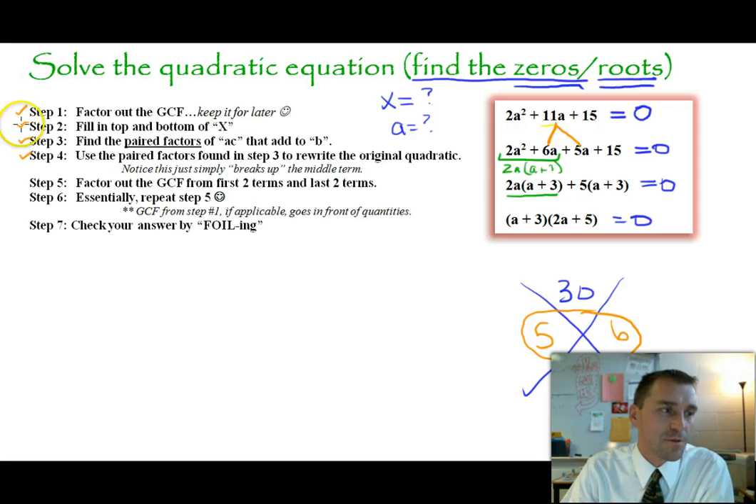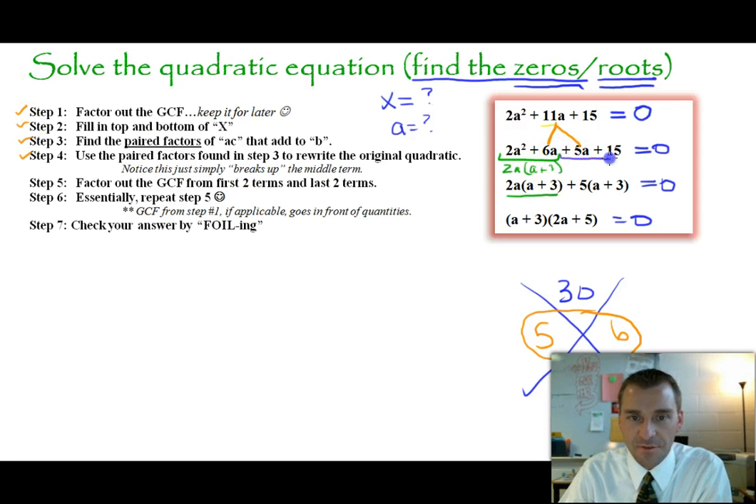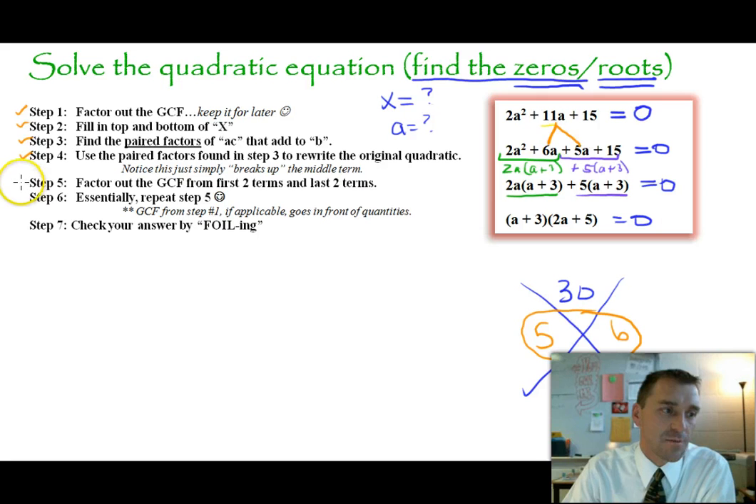And then I look at the second group of things. I factor out a GCF of that, which happens to be a positive 5. When I factor that out, I get a plus 3. That's what is right there. So that's step number 5.